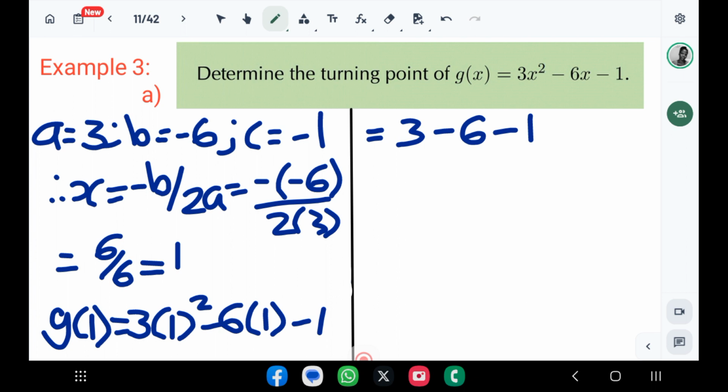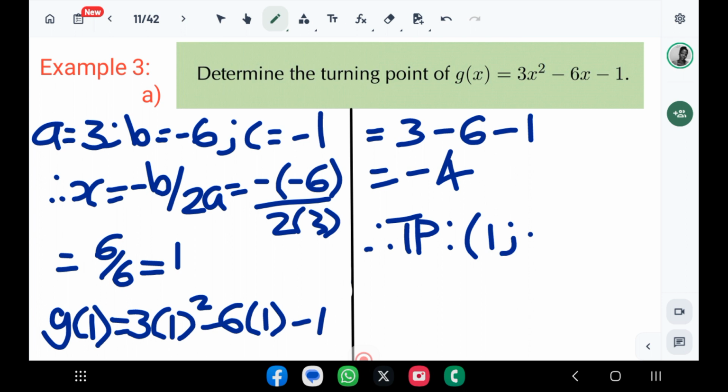Don't try and do this in your head. Take a calculator so you avoid making silly mistakes. So that's 3 minus 6 minus 1, and that gives you negative 4. That means the turning point is (1, negative 4). There you go, easy peasy.